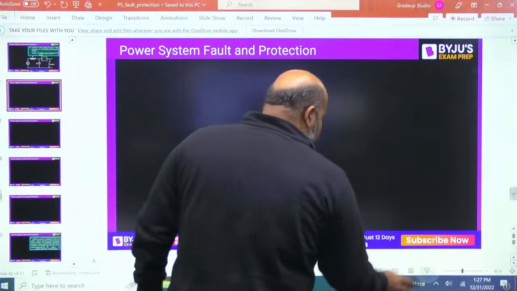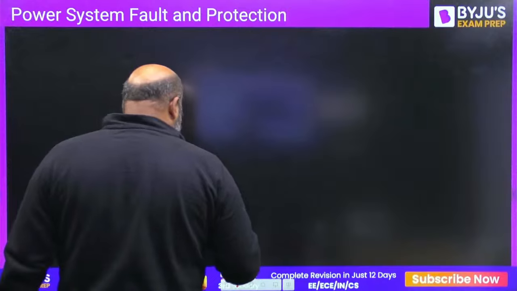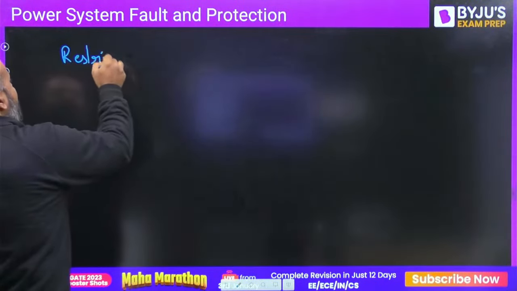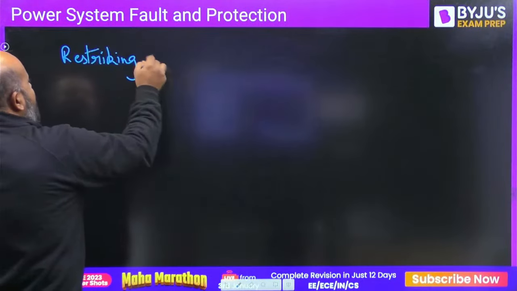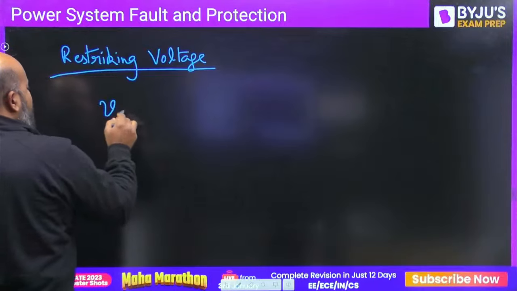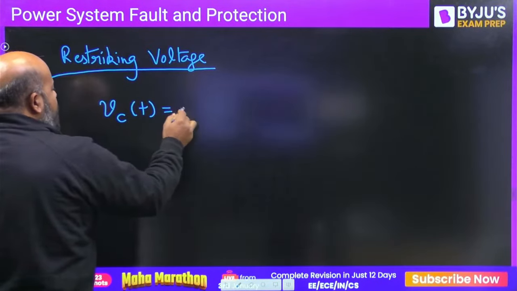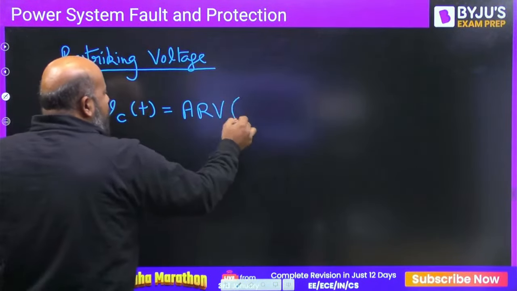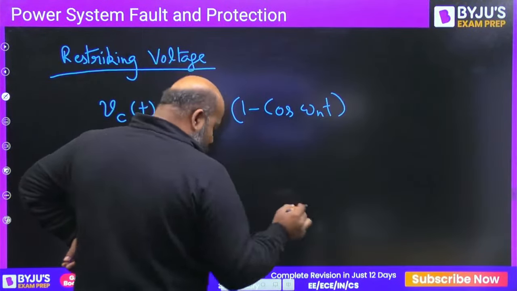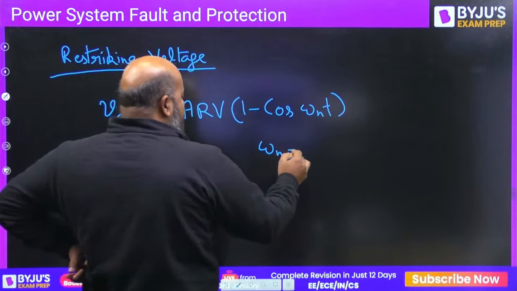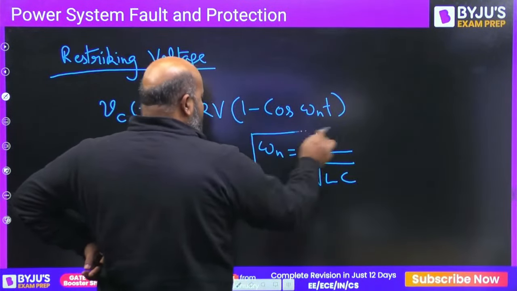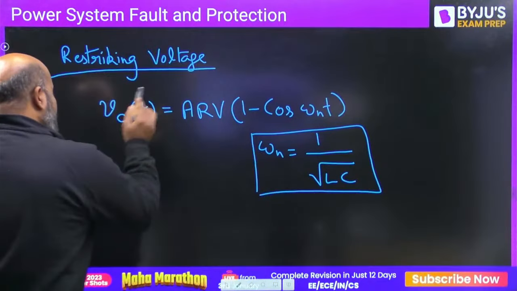Now see, how we are writing the re-striking voltage. Re-striking voltage, we are writing as active recovery voltage times (1 minus cos omega n t), and this omega n is 1 upon under root LC. This is what we are defining as re-striking voltage.